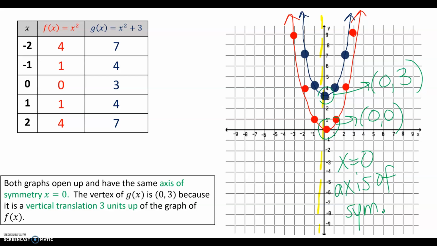And if you go back to looking at your table, all you had to do was add 3 to your parent function. So that's the shortcut, is you don't have to plug them in. If it's a plus 3, then these all shifted up 3. Okay, now of course you can still show me the work. So now let's do one where it's a minus.